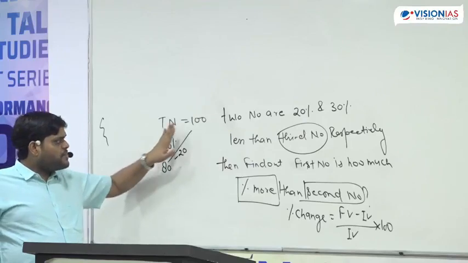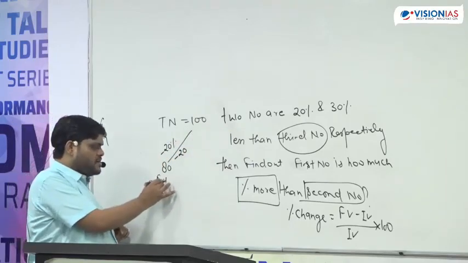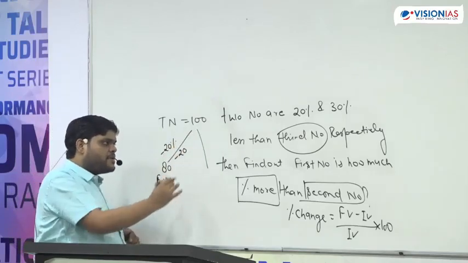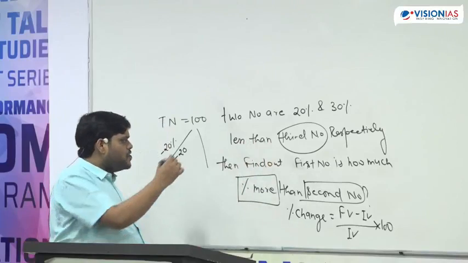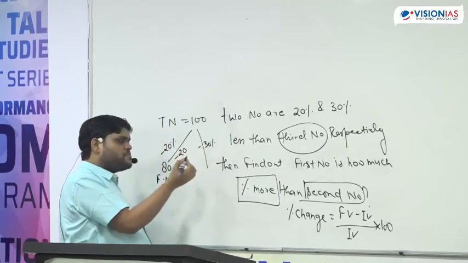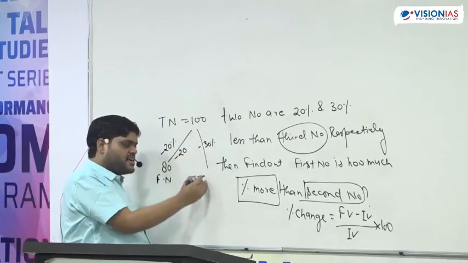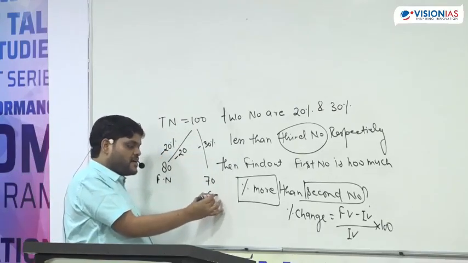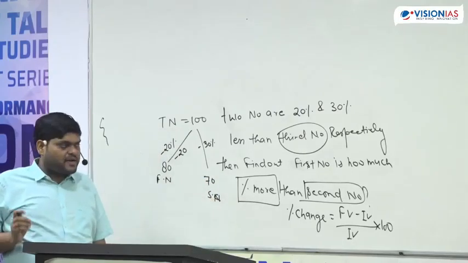So the third number is equal to 100. The first number becomes 80. And what about the second number? The second number is 30% less than the third number. So 30% less means what? 30 less, because 30% of 100 is 30. Now the second number becomes 70.